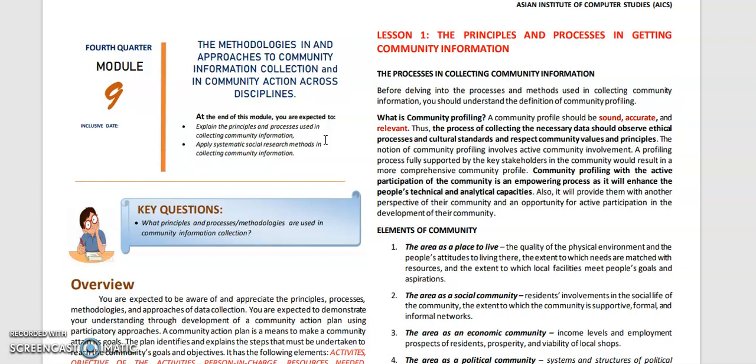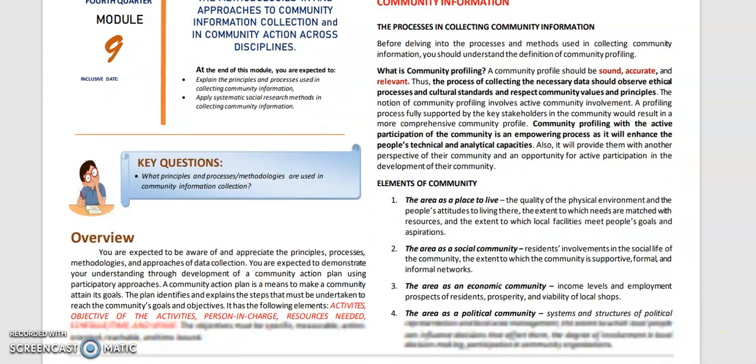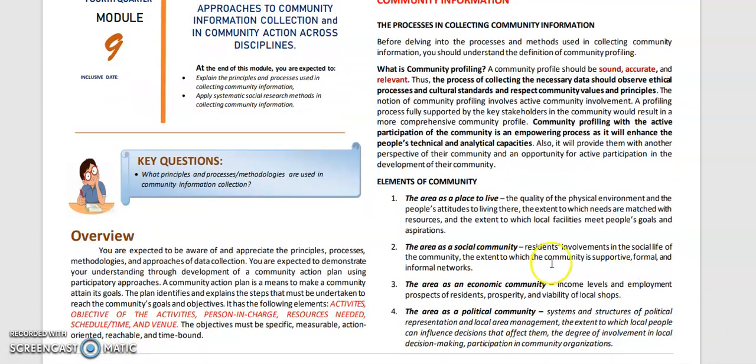So you're expected to be aware of and appreciate the principles and processes, methodologies, and approaches of data collection. You are expected to demonstrate your understanding through development of a community action plan using participatory approaches. A community action plan is a means to make a community attain its goals.